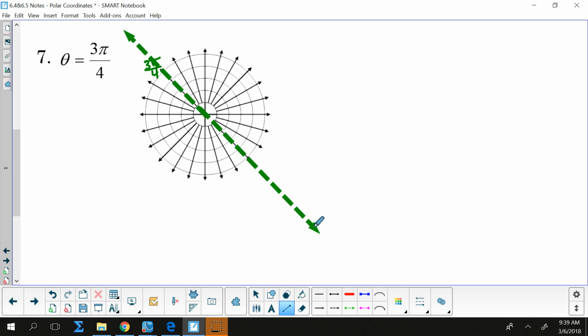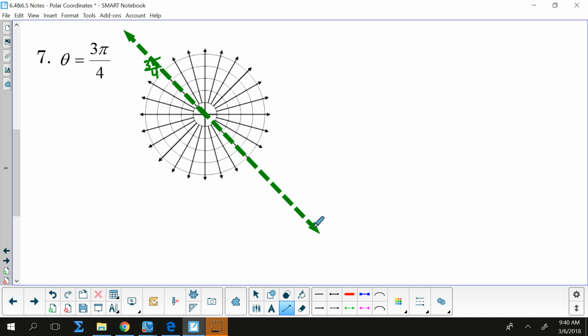What do I have if r is 0? We've already answered this question once today. It's the pole. Okay? So we're good there, right? So that's what the polar graph of theta equals 3 pi over 4 looks like.